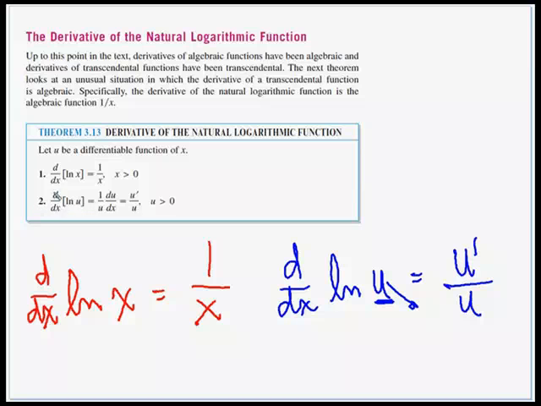Here in the theorem box, d dx, the derivative with respect to x of the natural log of u, is 1 over u times the derivative du dx, which is the same as u prime over u, as long as u is positive. U has to be greater than 0 because we cannot take the log of negative numbers.